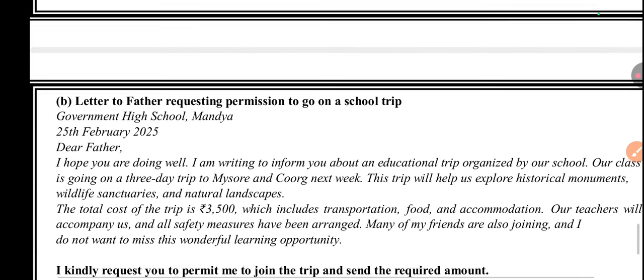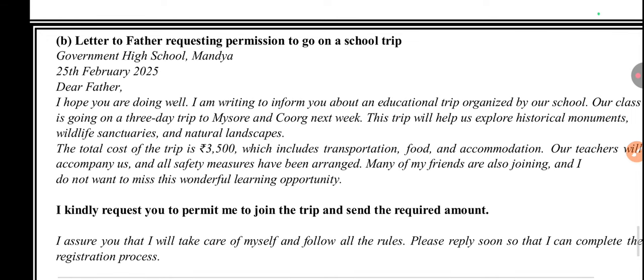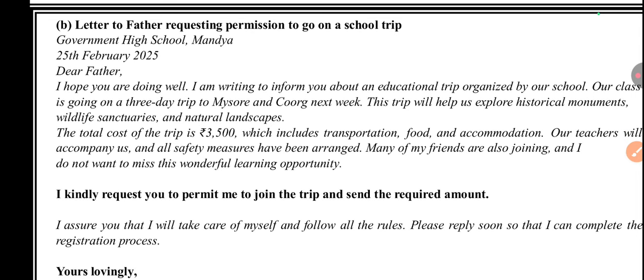Okay. Then you can write that letter also, or another letter they have given here. Letter to father requesting permission to go on a school trip. Government High School, Mandya, 25th February 2025. Dear father, I hope you are doing well. I am writing to inform you about an educational trip organized by our school. Our class is going on a 3 day trip to Mysore and Coorg next week. This trip will help us explore historical monuments, wildlife sanctuaries, and natural landscapes.